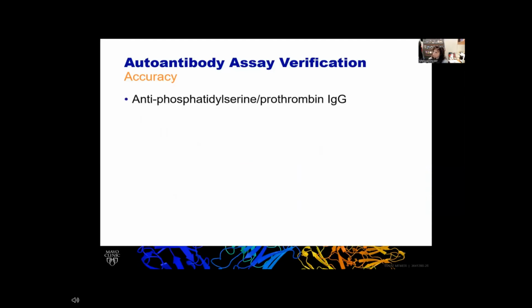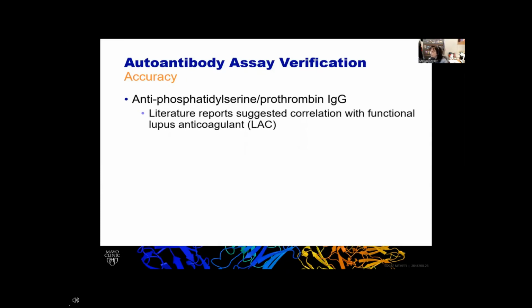Now I'm going to show you a different example where we took a different approach for demonstration of accuracy. And this is for the anti-phosphatidylserine prothrombin IgG testing. Now this is a non-criteria autoantibody that has been associated with antiphospholipid syndrome. And in particular, literature reports had suggested that the presence of an antiphosphatidylserine prothrombin IgG correlated with the presence of a functional lupus anticoagulant.